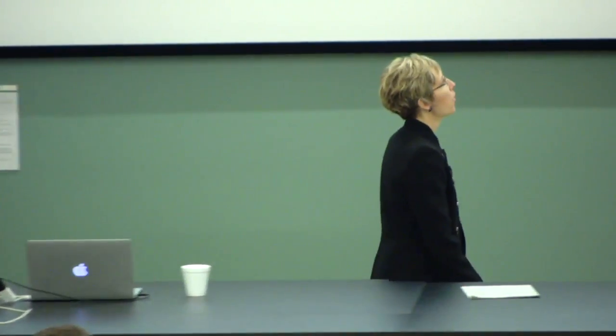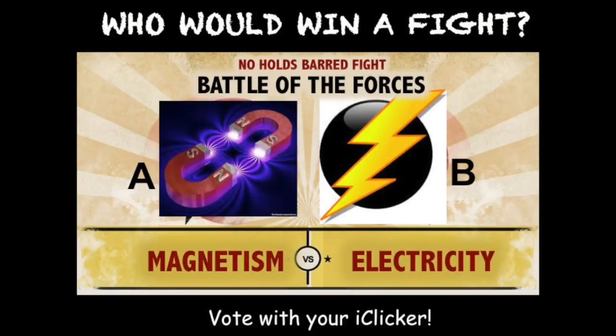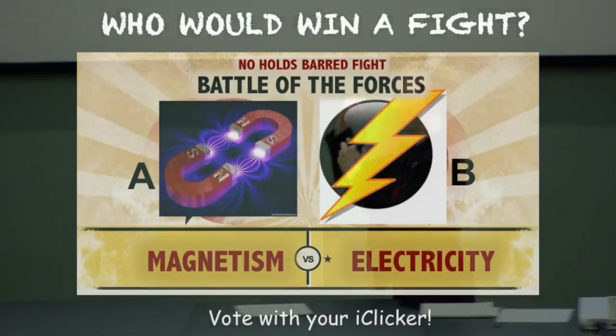Full credit for any answer you give. Who do you think would win in a fight? Magnetism versus electricity. It's a no-holds-barred fight, battle of the forces. Who's stronger? All right, the opinions are still rolling in, but would you like to know the results of our completely scientific opinion poll?